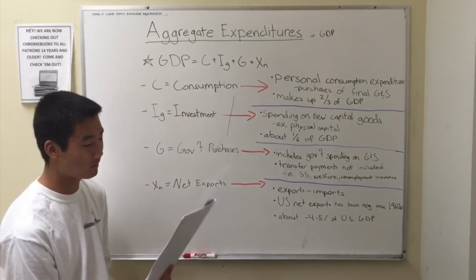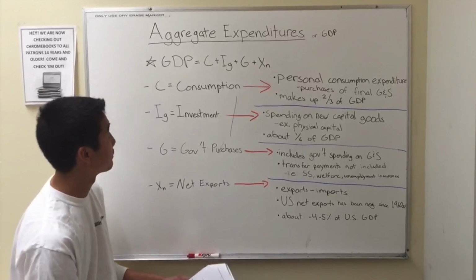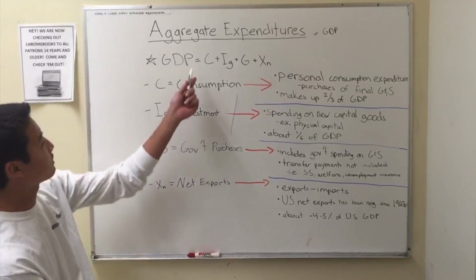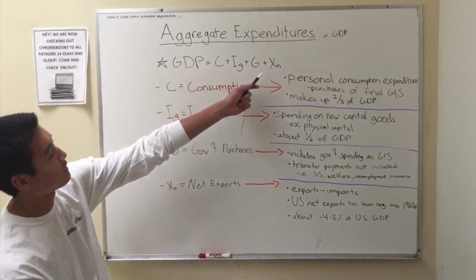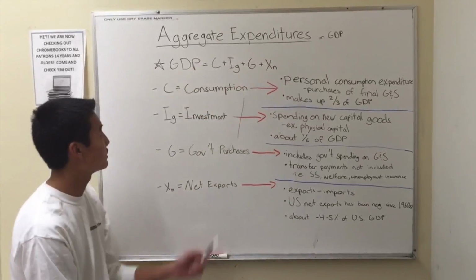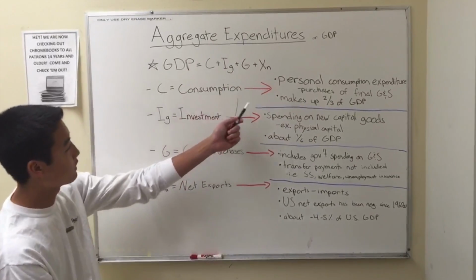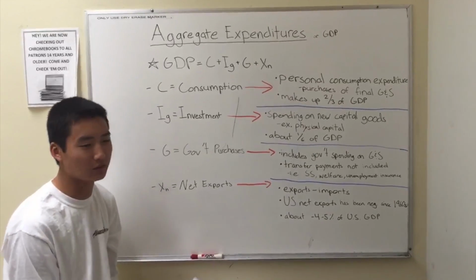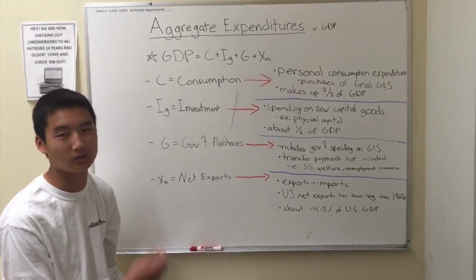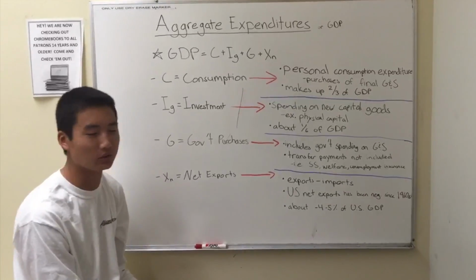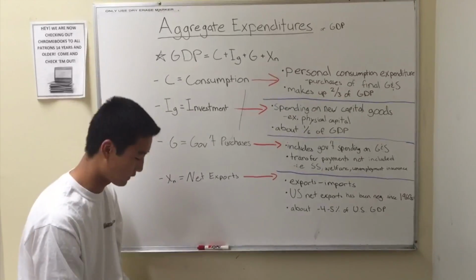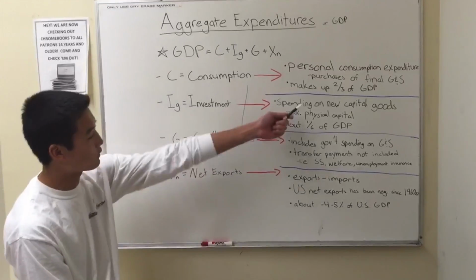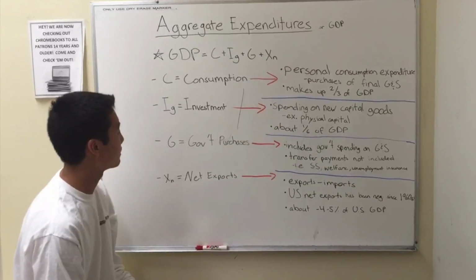So now we're going to talk about aggregate spending, or aggregate expenditures, and that is really just GDP, or C plus IG plus G plus XN. So C would stand for consumption, and consumption is personal consumption expenditures, meaning whatever you would buy at a store or a service, like getting a haircut or going to the grocery store. It makes up about 2/3 of our total GDP.